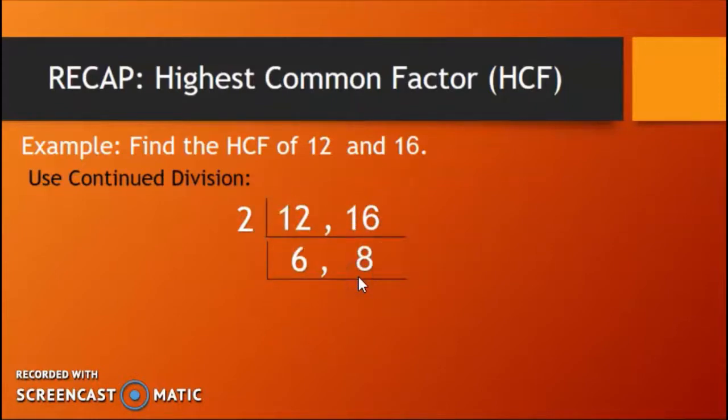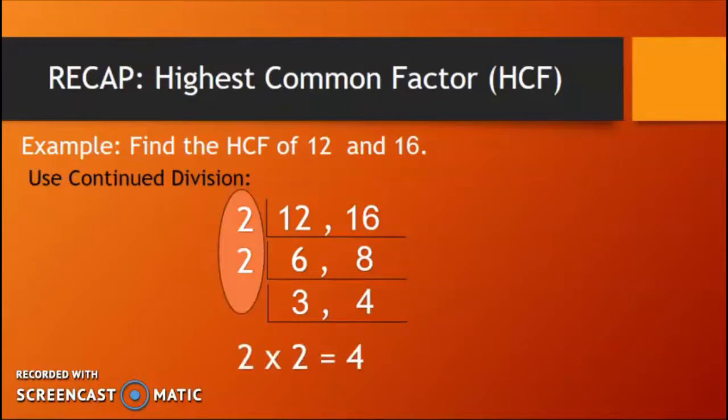Now we're going to think of a number that can be divided into 6 and 8. So we can divide them by 2. 6 divided by 2 is 3. 8 divided by 2 is 4. Now, is there any number that can be divided into 3 and 4 except 1? If we don't have one, we take the numbers on the left side and multiply. So 2 times 2 is equal to 4. Now 4 is the highest common factor of 12 and 16.